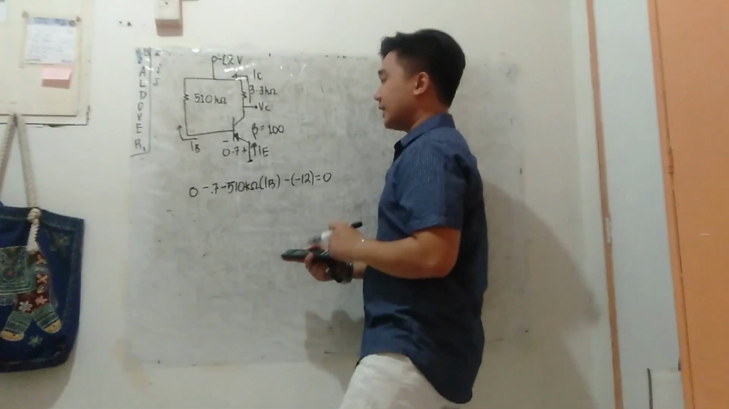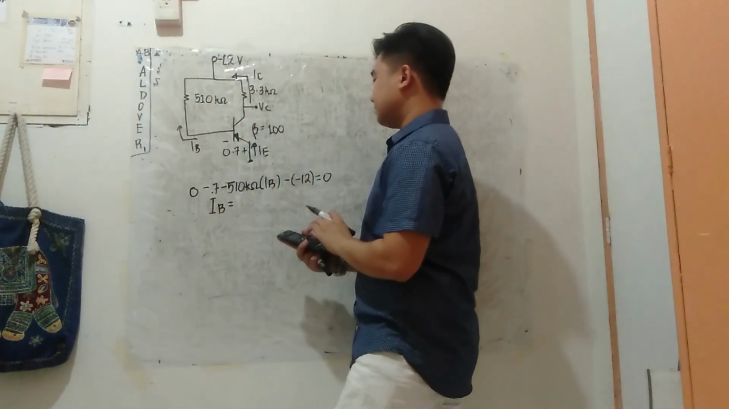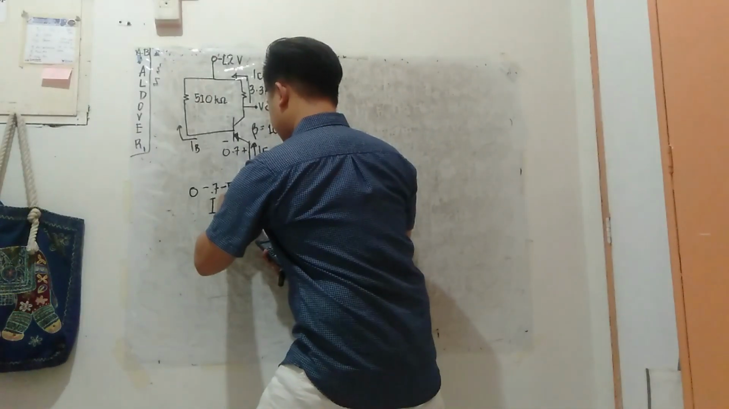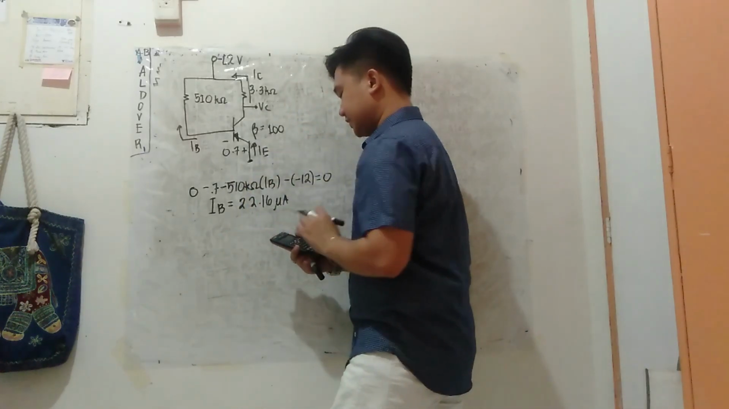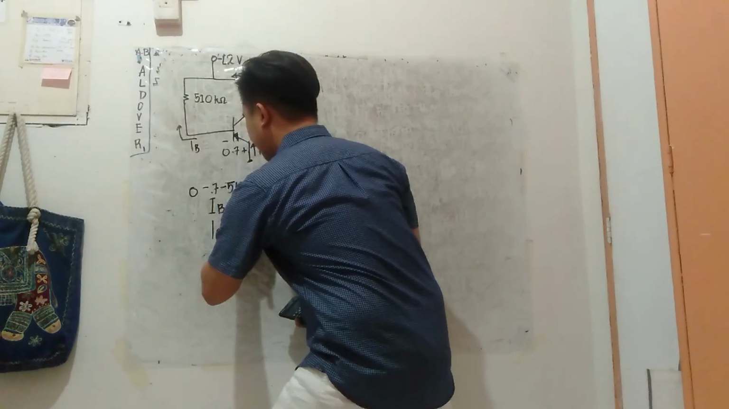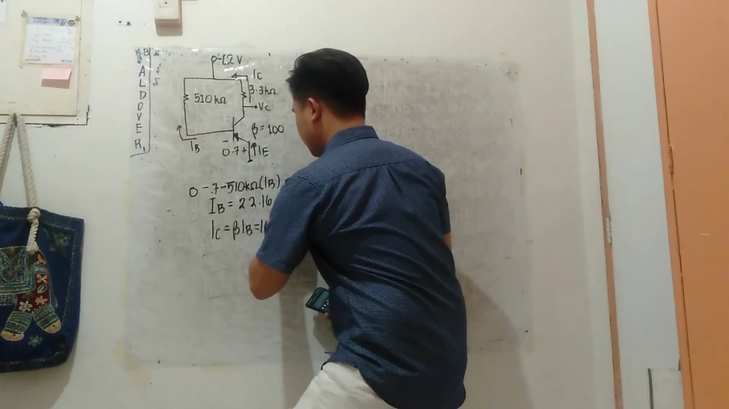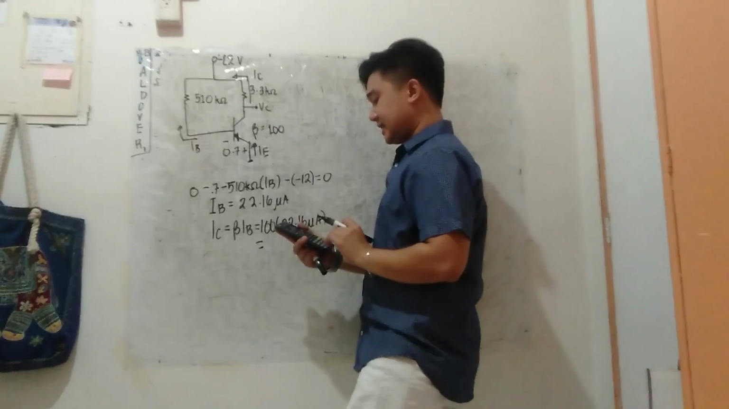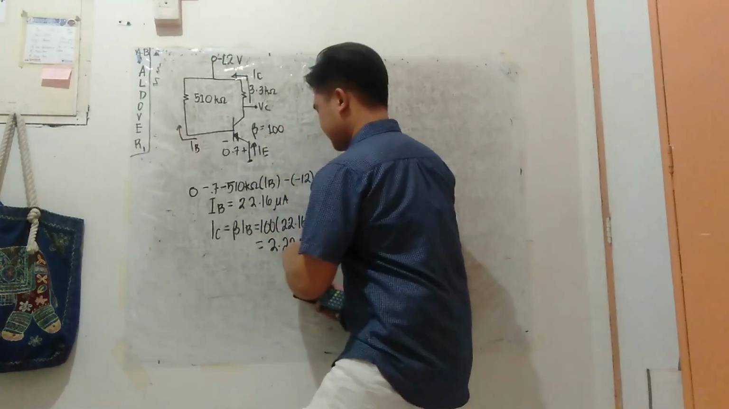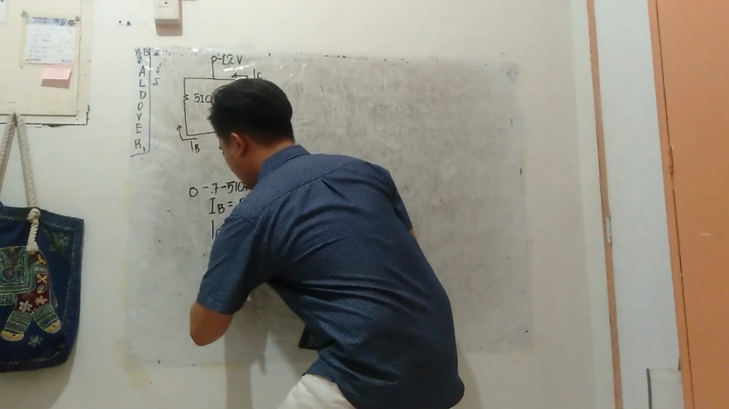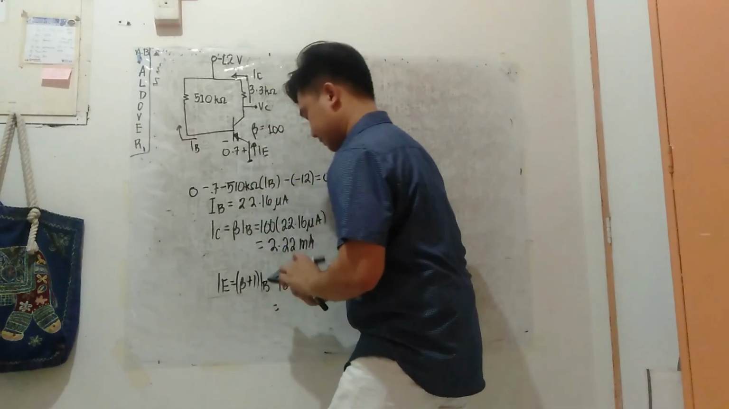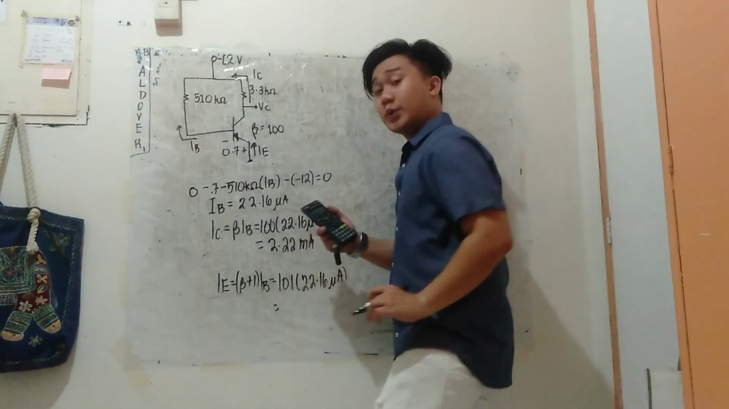So, I can clearly find what is my IB. So, IB here is simply 22.16 microamperes. So, store natin yung value na yun. Pwede ko na makuha si IC tsaka si IE. So, IC is just beta IB. Meron tayong beta na 100 times 22.16 microamperes. So, IC is 2.22 milliamperes. And for IE, that is simply beta plus 1 times IB, or simply 101 times 22.16 microamperes, or 2.24 milliamperes.